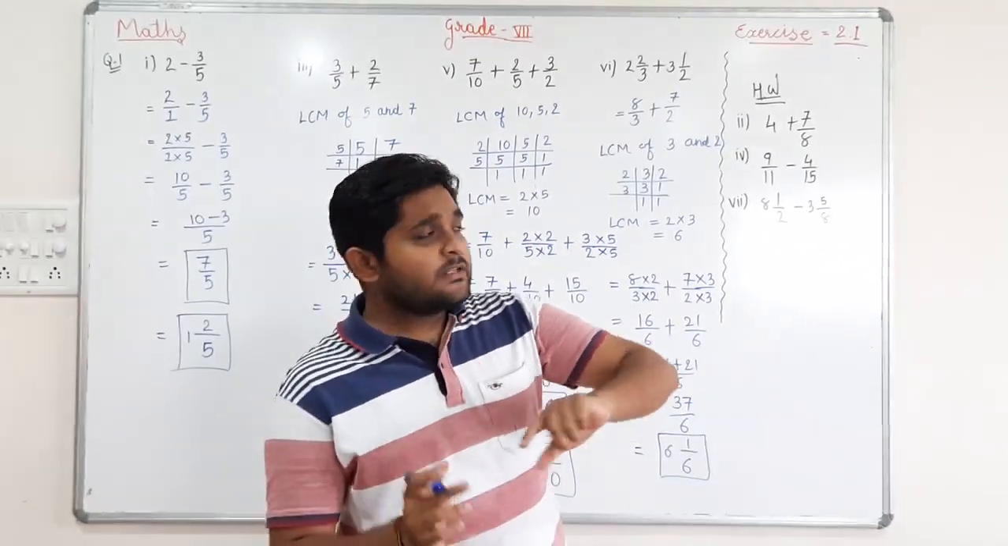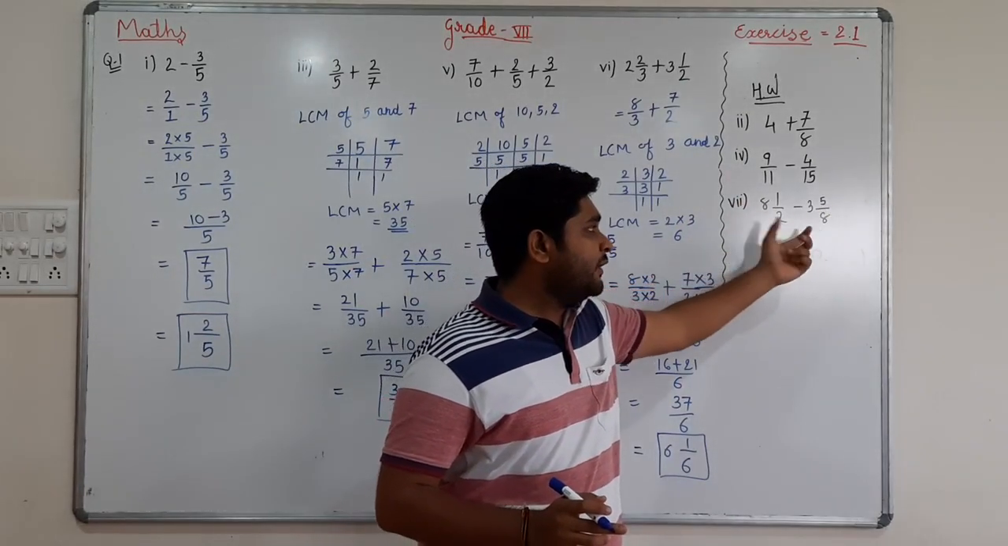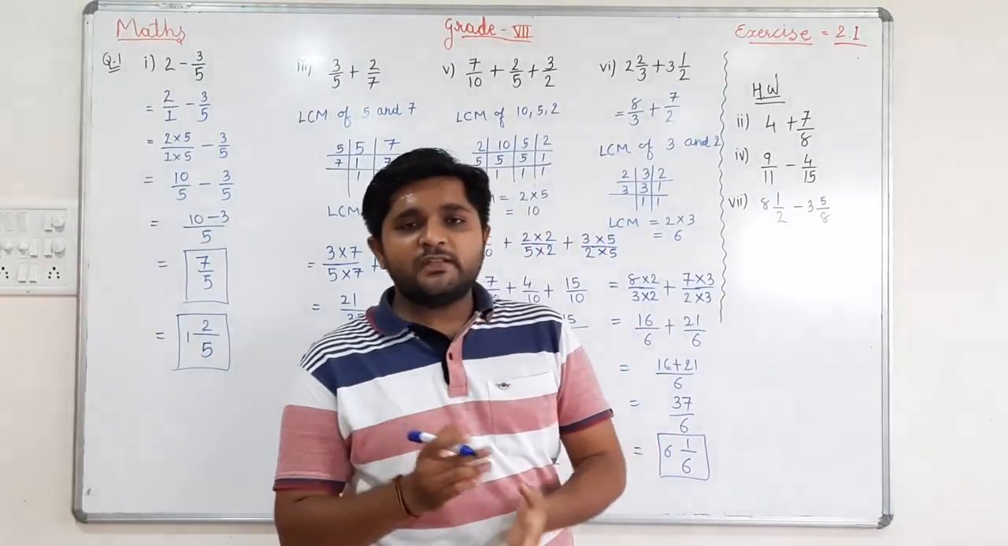Now sum number 7, 8 integer 1 upon 2 minus 3 integer 5 upon 2. This subtraction you have to do by yourself in the homework.